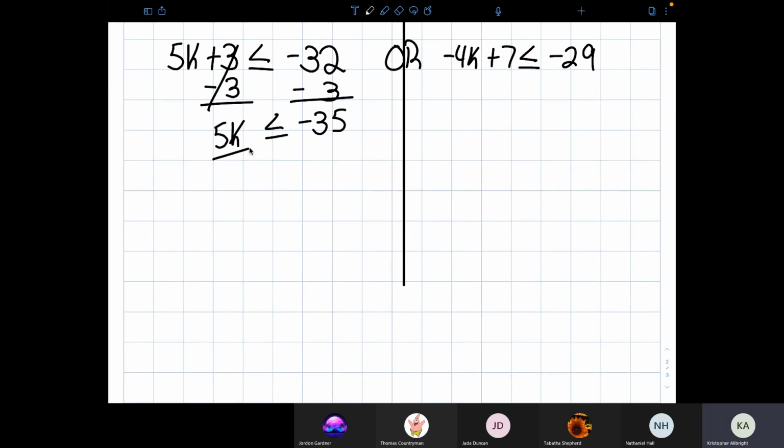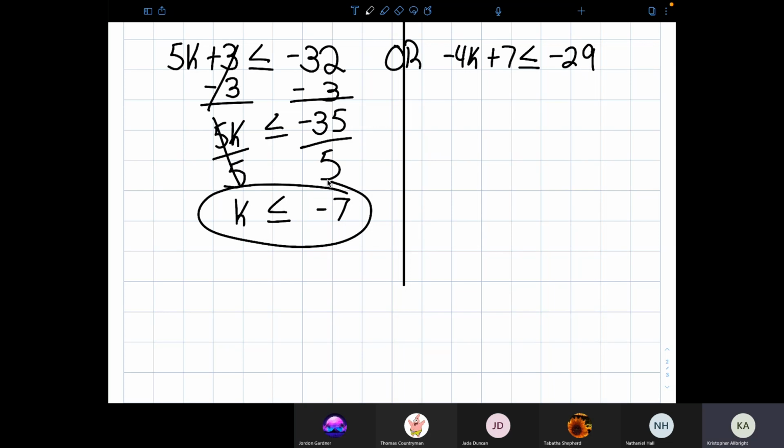So now we divide by 5. It's not a negative, so our sign stays facing the same way. So we end up with k is less than or equal to negative 7. And then we still have our or. And then now we solve this one on the right.